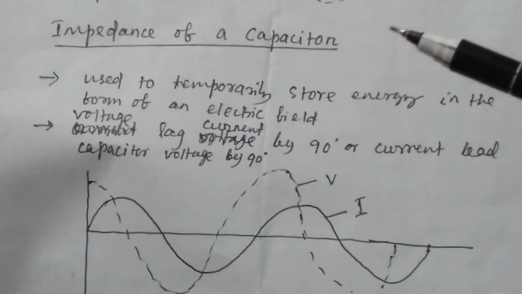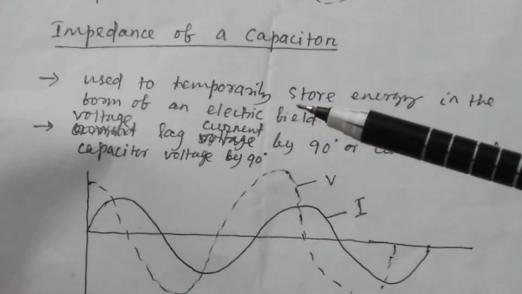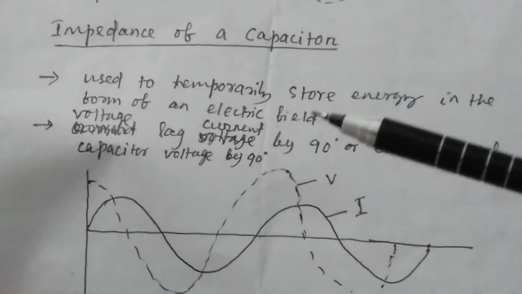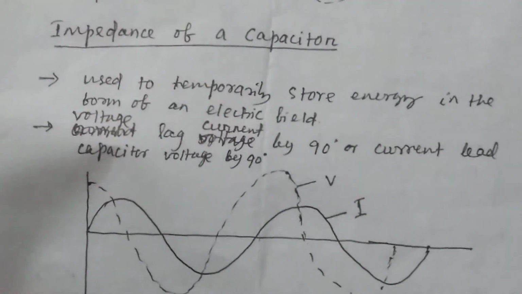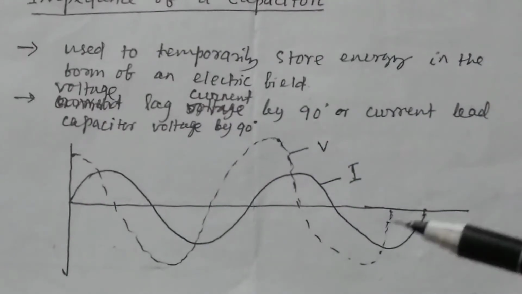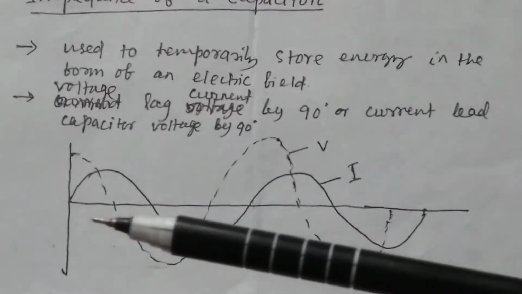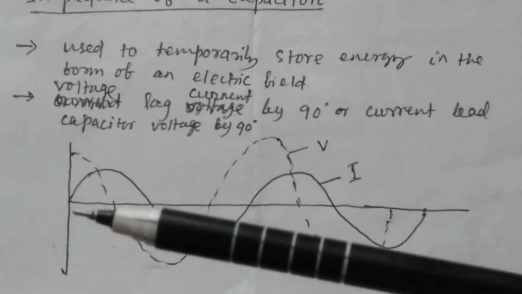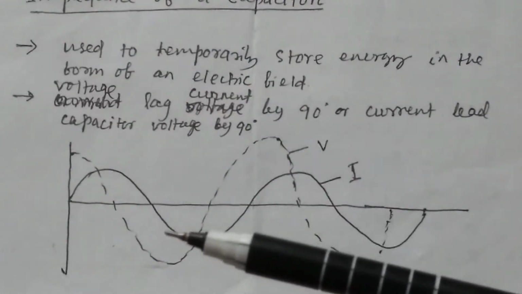What is the impedance of a capacitor? We know a capacitor is used to temporarily store energy in the form of an electric field. If you plot a graph taking time along the x-axis and voltage or current along the y-axis, then the shape of the graph for current and voltage will be like this.